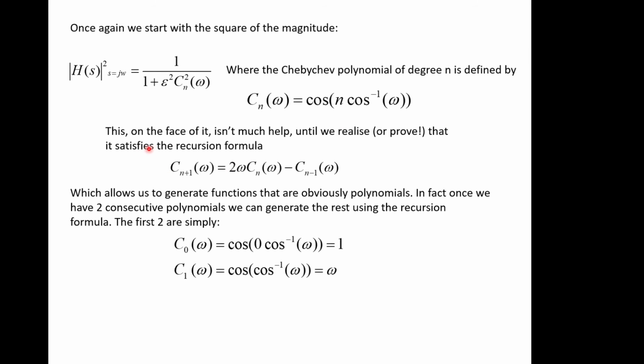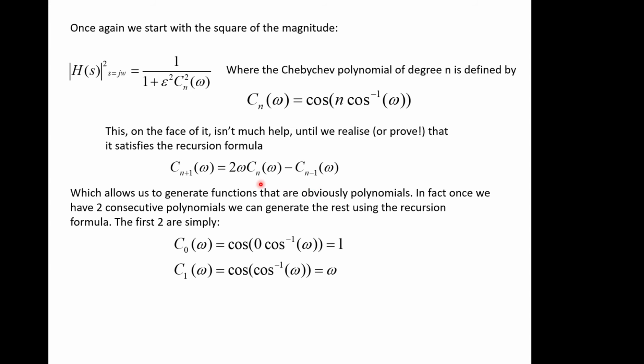So on the face of it this isn't much help, until we realise or prove, if you're mathematically inclined, that it satisfies a recursion formula, which is where it starts to get interesting. For whatever order of polynomial, n plus 1, one up from the one you're interested in, is defined as 2 omega times the Chebyshev polynomial of the previous order, minus the polynomial previous to that.